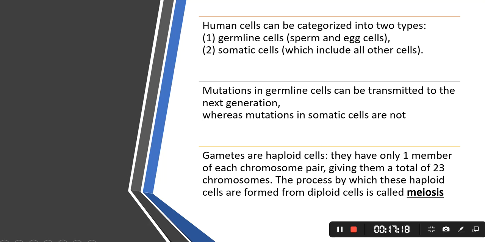And how do they become haploid? How do they become half? The process is called meiosis, where the division goes on twice. So the diploid cells become haploid, half.